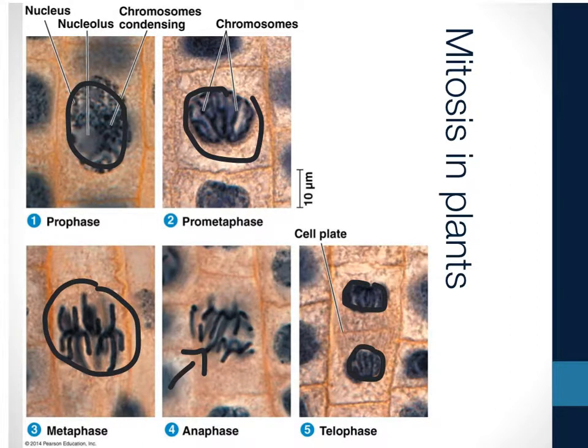However, because we're in a plant cell here, we can't do cytokinesis quite the same way as we could in an animal cell. So we can't pinch off the cell membrane to create two separate cells, but instead, in a plant cell, we form a new cell wall called the cell plate in between my two newly created nuclei, thus creating two new plant cells.